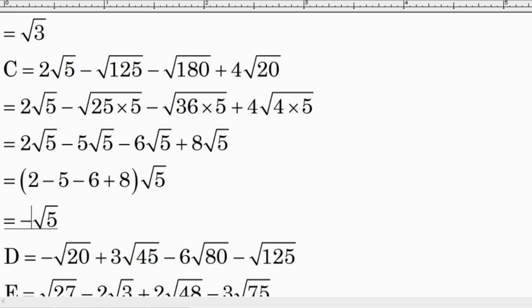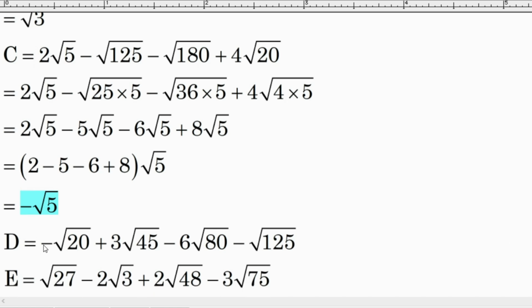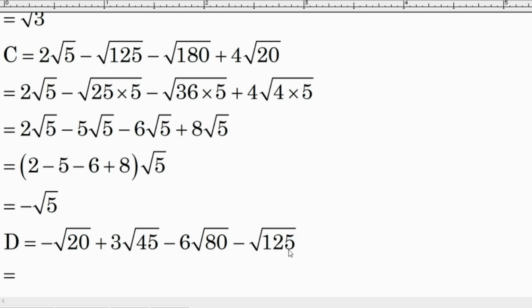So we just delete it like this, and we get the answer, which is minus square root of 5. That is the answer for C. Okay, alright, so now we have another question, which is D here. We will do it just the same. I'm sure you probably already understand, so let's go quick.